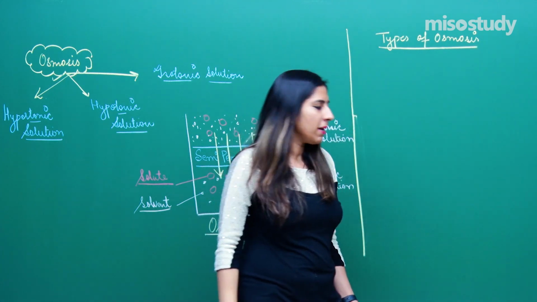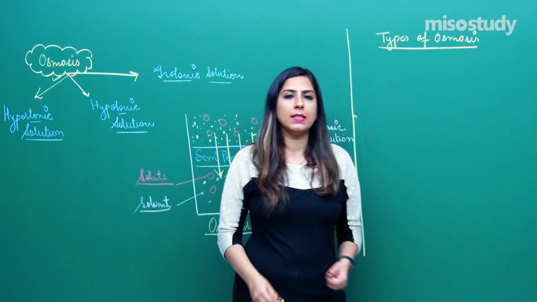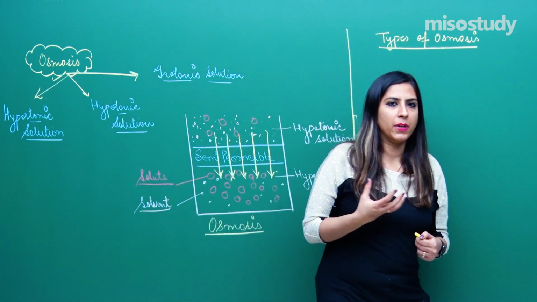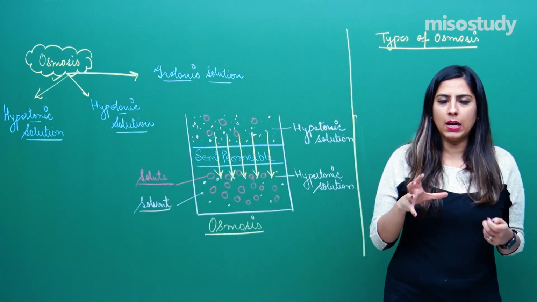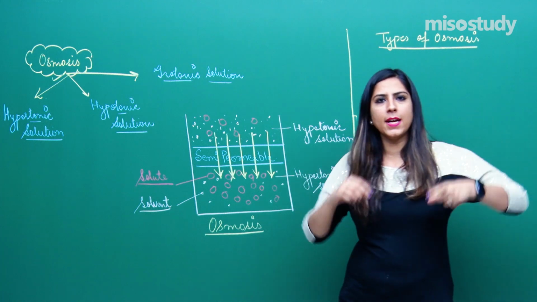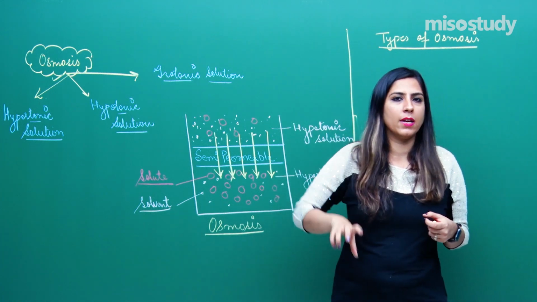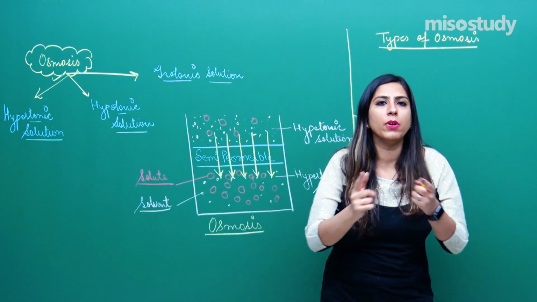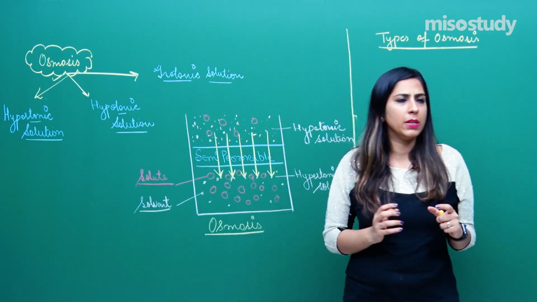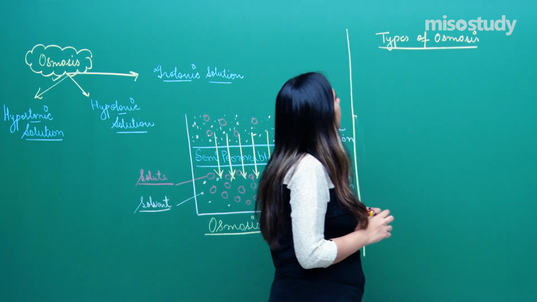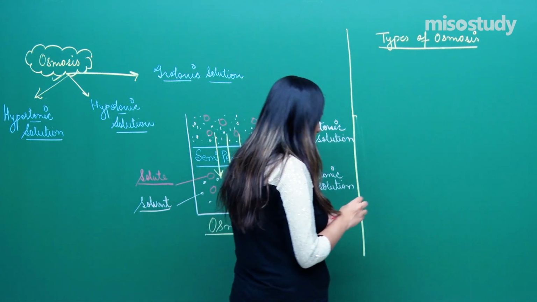Now, type of osmosis, that means what actually is happening. Sometimes the movement of water occurs from outside to inside in the cell. Sometimes the movement of water occurs from inside to outside. That depends upon the surrounding medium, what is present in the surrounding medium. So on the basis of that, we have classified osmosis into two categories.